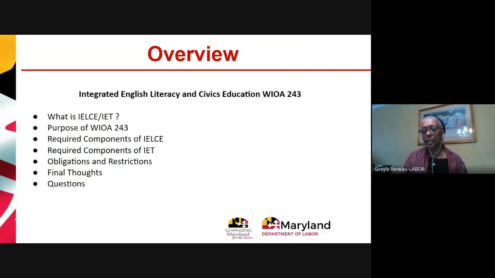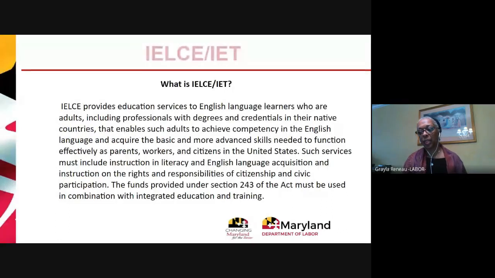So the IELCE IET is section 243 of the Workforce Innovation and Opportunity Act under subtitle D. WIOA was signed into federal law on July 22nd of 2014. So it is a federal program.